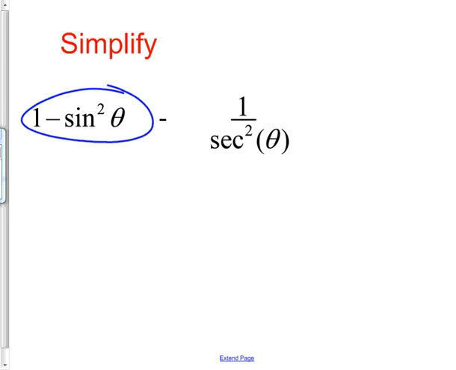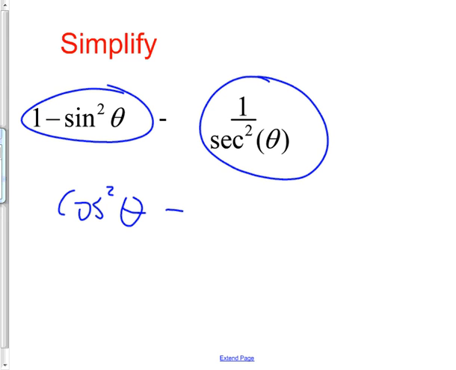Well, what's that one? Cosine squared. Well, what's that one? Wait a minute. They're both the same thing. What's the answer? Raise your hand if you had 0. Good. On to the next one.